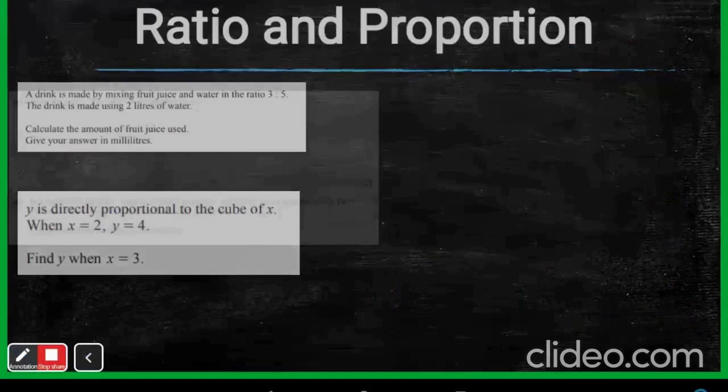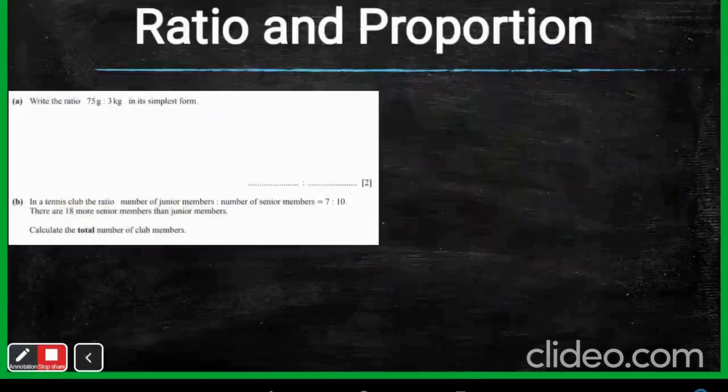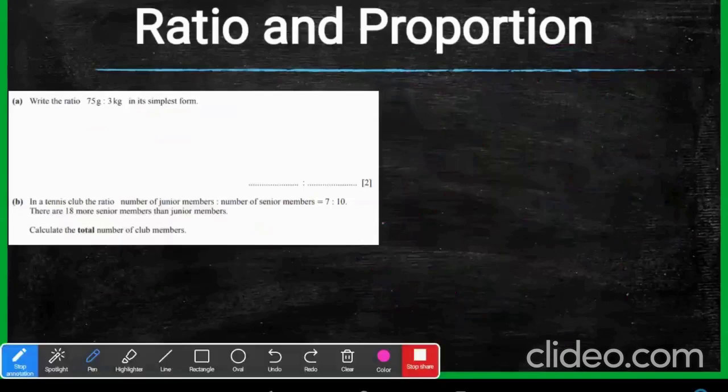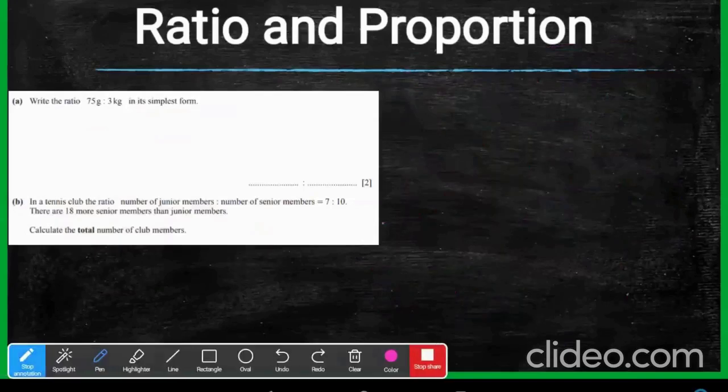Write the ratio 75 gram to 3 kg in its simplest form. As I told you in the definition of ratio, you must have the same unit. We have to convert this into simplest form. So how can we do it? First, we need to make both the same unit. We have to convert 3 kg into gram by multiplying by 1000. So it will become 75 gram and 3000 gram.